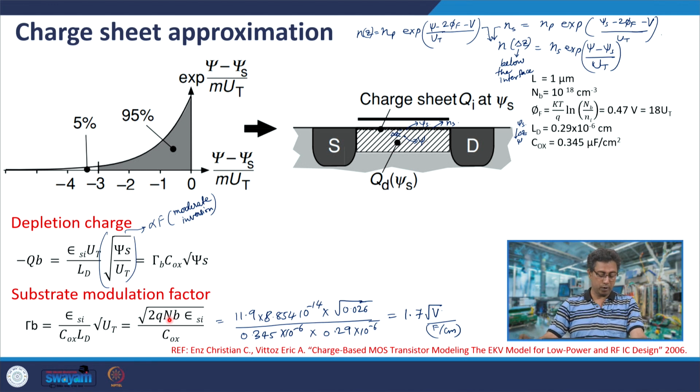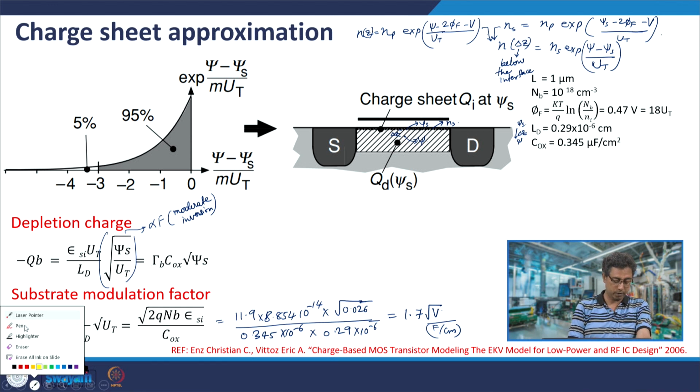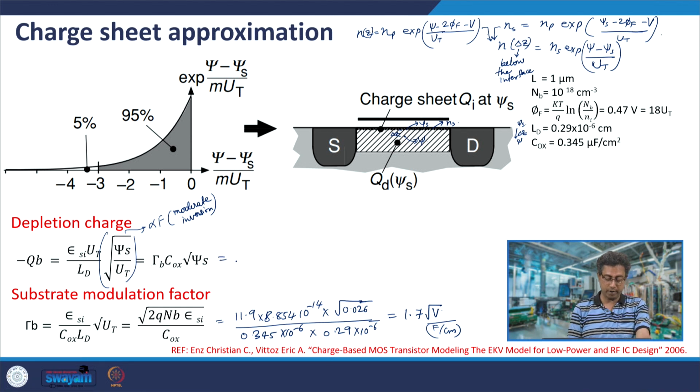So, what is the value of depletion charge density? For this value of surface potential, what is the value of depletion charge density? So, let us first look at what is 2 phi f. Let us look at the depletion charge density at the edge of inversion region, which is when chi s is equal to 2 phi f. Okay. So, how much is that value? That is 0.94 volt from here.